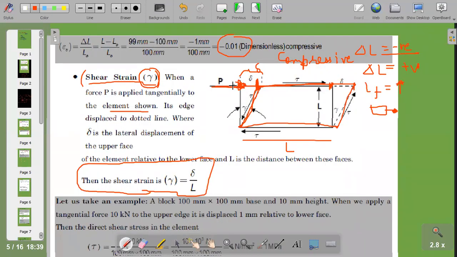Shear strain is the displacement due to the tangential force at a point divided by the length L. The 3D part you are talking about, we will see ahead when Young's modulus and so on comes, and it also has a formula. Where delta is the lateral displacement of the upper face. We are applying force at the upper face, that point will be displaced, and whatever the lateral displacement is will give the shear strain.